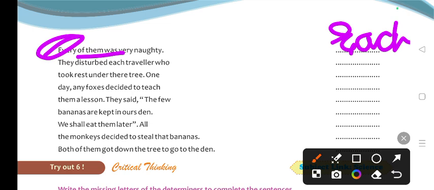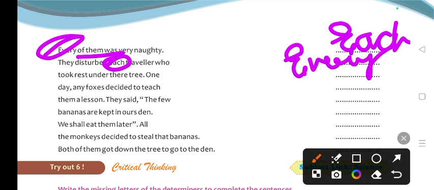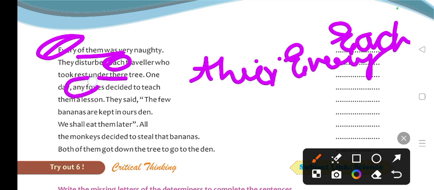They disturbed every traveler, not each traveler, but every traveler. Whosoever was passing, they disturbed them. Took rest under their tree. Here we are talking about their tree, the tree where they were living. One day some foxes, not any foxes, some foxes, because any is used to give negative meaning, so we will put here some, decided to teach them a lesson.